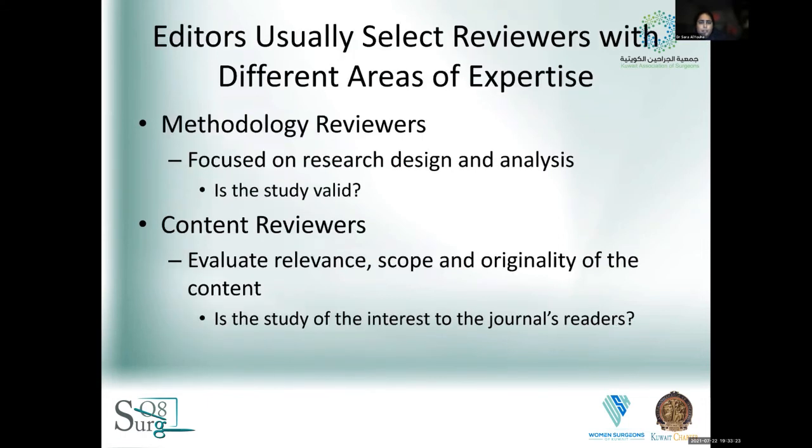How do editors select reviewers? You tend to have two kinds of reviewers. An editor is going to pick usually a minimum of two reviewers. If you're going to pick two, you want one reviewer who's good at methodology, who's going to focus on research design and analysis to determine if the study is valid. And then you have content reviewers. These are reviewers who look at the relevance, the scope, and the originality of the content. Is the study of interest to the journal's readers or people in the field?